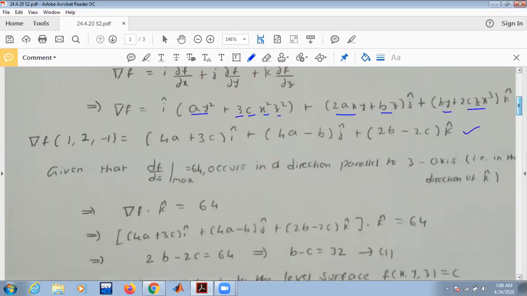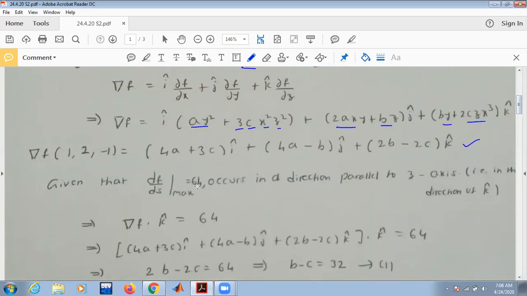Okay, now given that the directional derivative is 64 in a direction parallel to the z-axis. Direction parallel to the z-axis is nothing but k bar. So what is the directional derivative formula? Del f dot e cap is equal to 64. In our problem, that e cap is nothing but k bar. The formula is del f dot a bar by mod a bar, which is a unit vector only, no? So del f dot k bar is equal to 64.